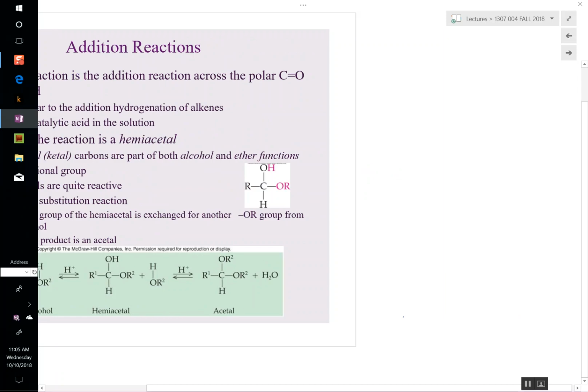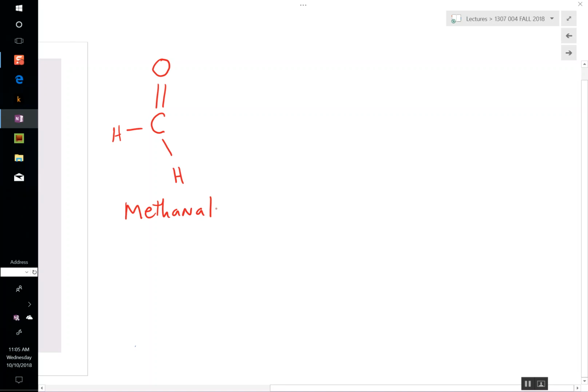All right, so let's take a little example of that. Let's take a very simple aldehyde, this very simple aldehyde here, methanal. And let's take a pretty simple alcohol. We're going to use this alcohol. Now, I'm going to draw it.